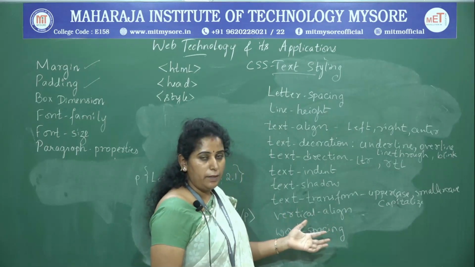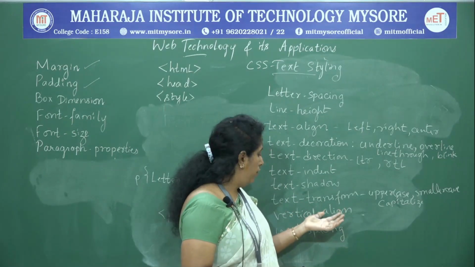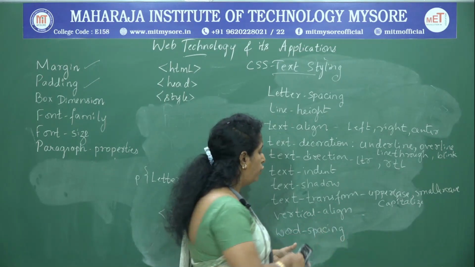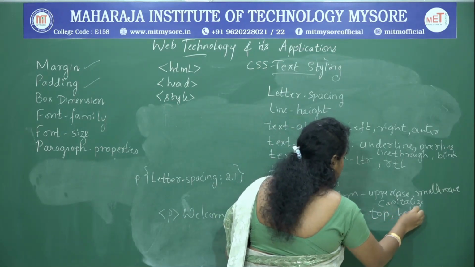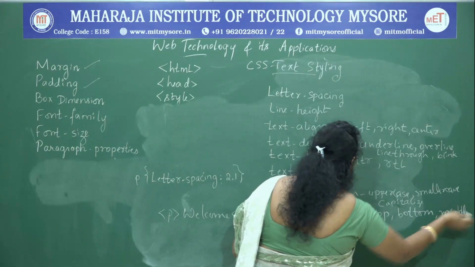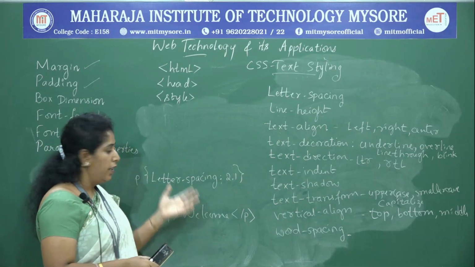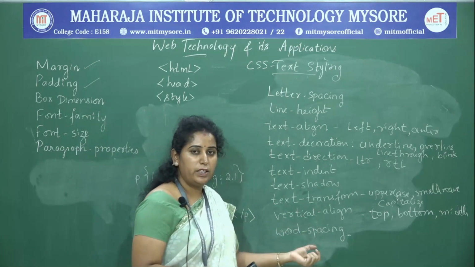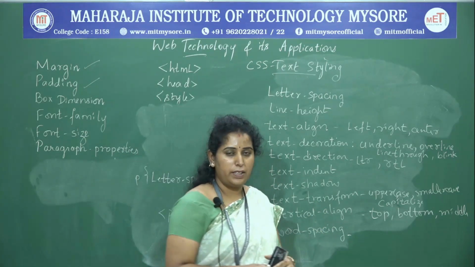Okay, so vertical alignment is used to align the text vertically by using the values top, bottom and middle. Then word spacing, which is similar to letter spacing. Letter spacing is spacing the letters, while word spacing is used for spacing the words. So this is all about paragraph properties.